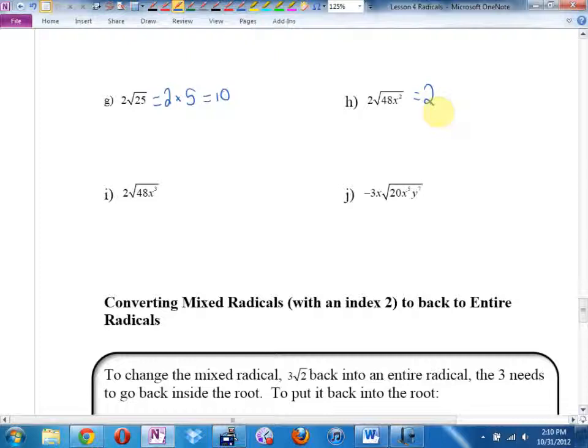Let's write the 48. 48 is what times what? Don't say 6 times 8. Those aren't perfect squares. Okay. So this is root 4, root 12, root x squared.